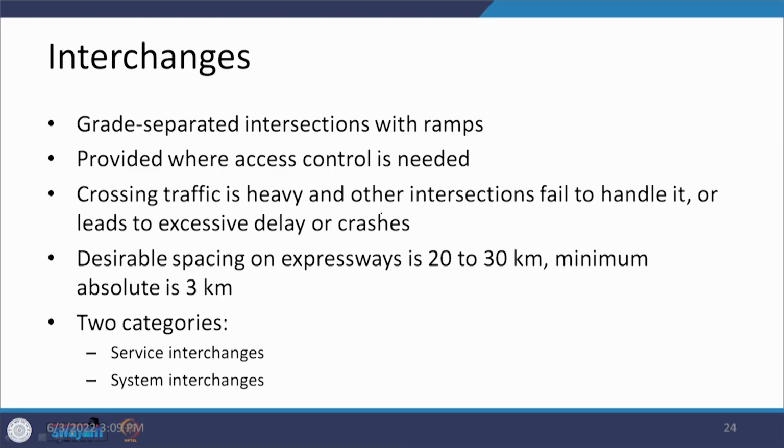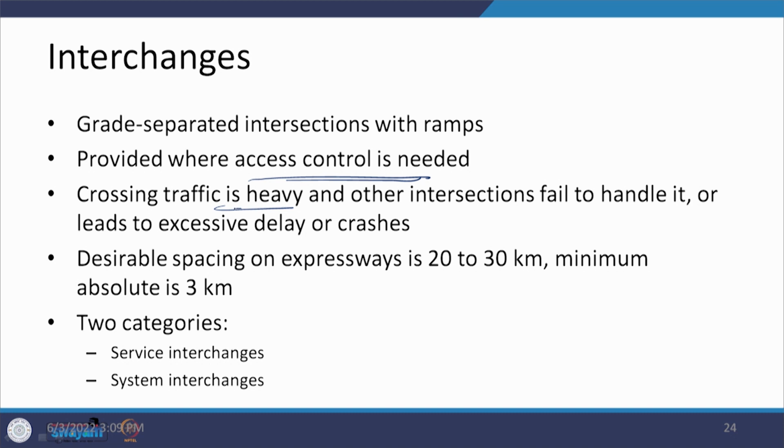So these grade separated intersections with ramps are provided where access control is needed, and when access control is provided, it means no cross movements or conflict movements are there. The crossing traffic is heavy and other intersections fail to handle it, or they lead to excessive delays or crashes, then also we should go for these interchanges.